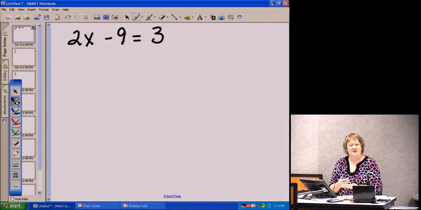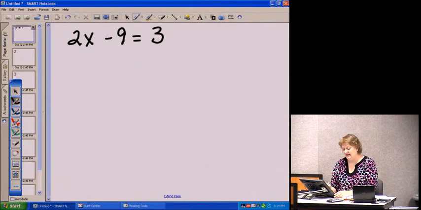So we're going to work in reverse to get that x by itself. And we want to add or subtract anything that's been added to that x term. In this case, a negative 9 has been subtracted. So we've subtracted 9, and the inverse operation for that is to add 9. So we're going to add 9 to both sides.